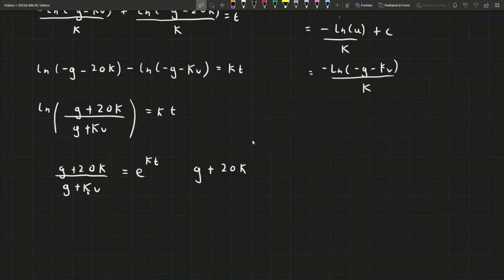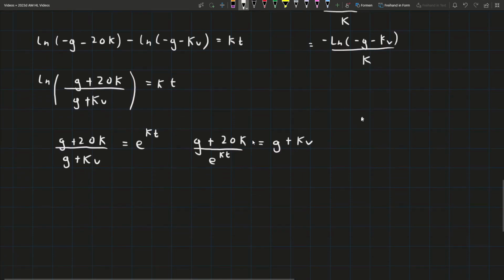I'm just going to do a few things. I'm going to move the g plus kv up there and move the e to the kt down there. We'll have 1 over e to the kt equals g plus kv. Finally, we can bring the g to the other side, and we'll get that kv equals g plus 20k over e to the kt minus g.